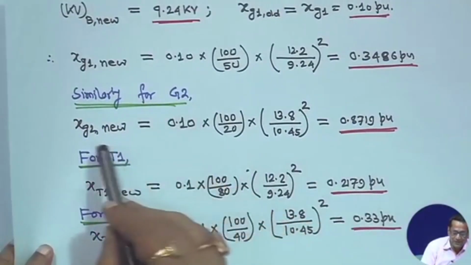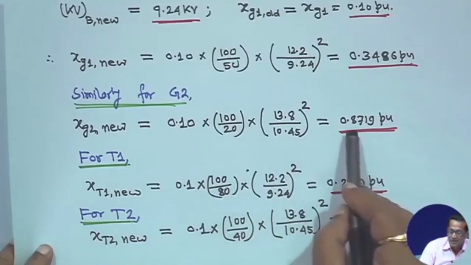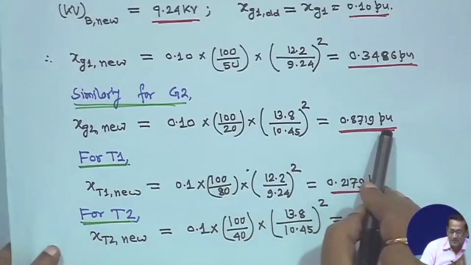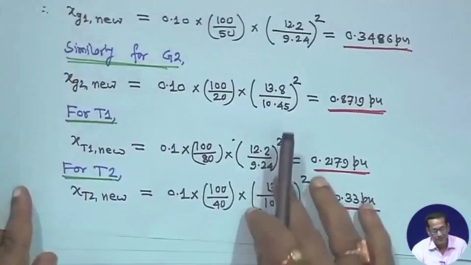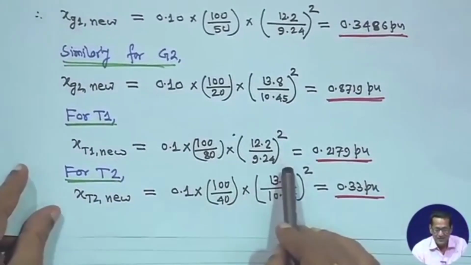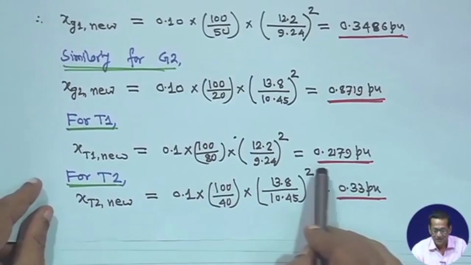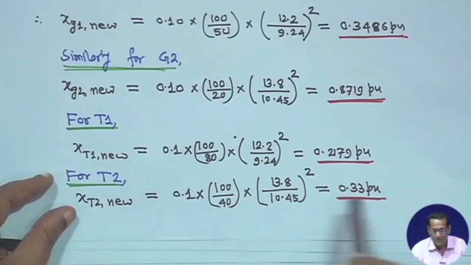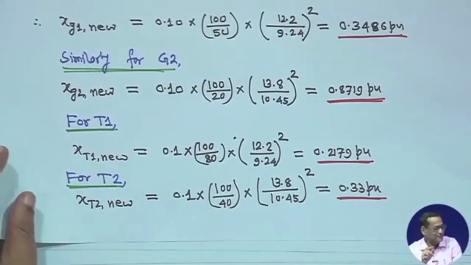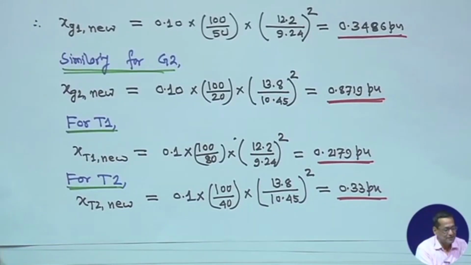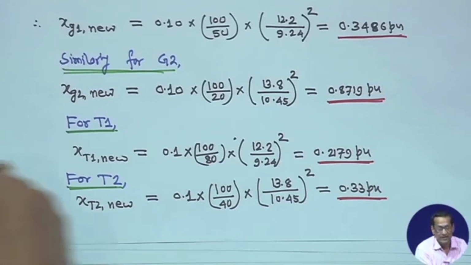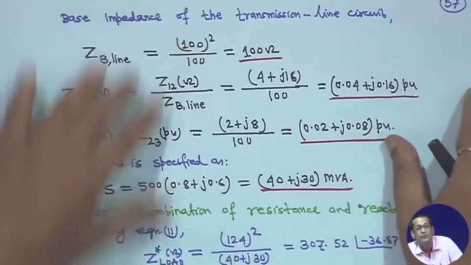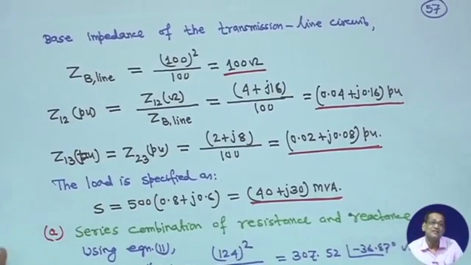So, similarly for G2, xg2 new using this formula you will get 0.8719 pu, and for transformer T1, xt1 new, calculated the same way using the same formula, gives 0.2179 per unit. Similarly, for transformer T2, xt2 will be 0.33 per unit. I have intentionally taken this so that in one problem all sorts of conversion to per unit can be shown, because these calculations are okay, but in a later stage you will see huge computation for other topics.